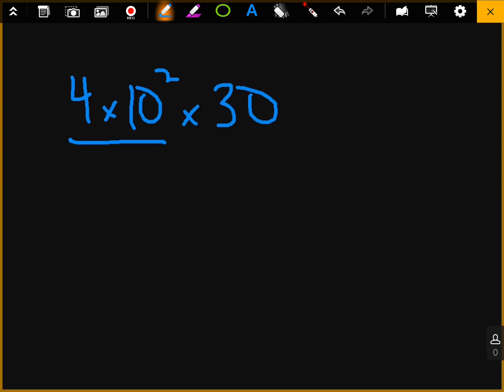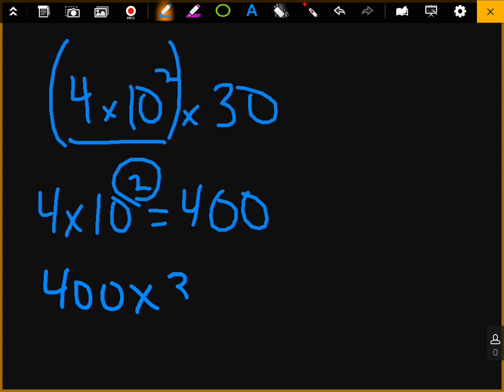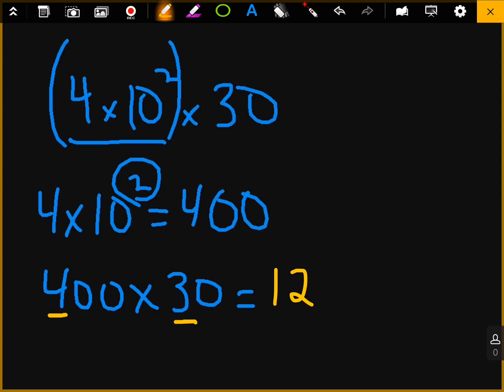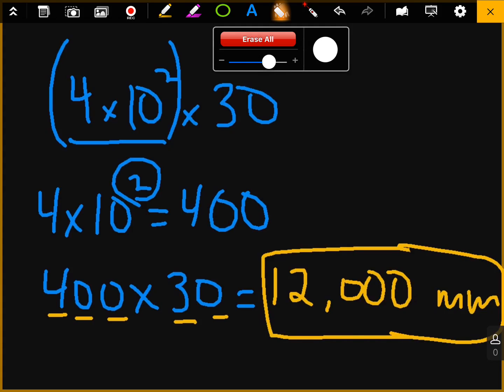I'm just going to multiply 4 times 10 to the second power. So 4 times 10 to the second power is the same as 4 times 1, which is 4. And the 2 tells us we have to add 2 zeros. So 400. Now 400 times 30, just as easy. Look at the whole numbers. 3 and 4, 12. And how many zeros are there? 3. 12,000. Okay, so 12,000, and I'm going to put millimeters. That should actually be added onto my problem. 12,000 millimeters.